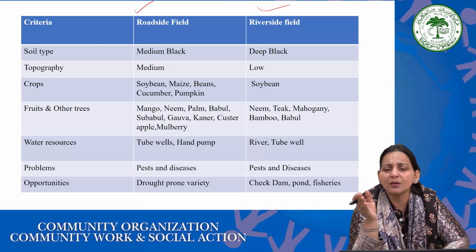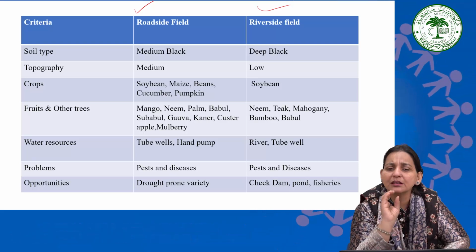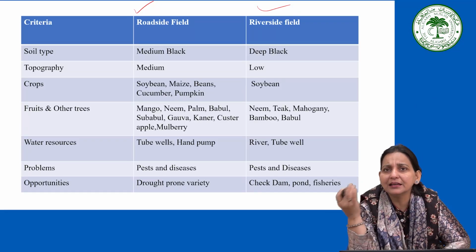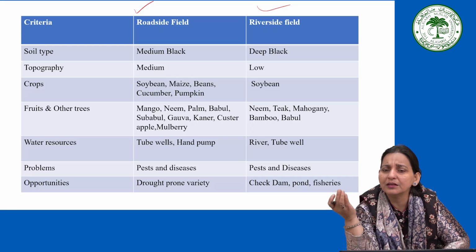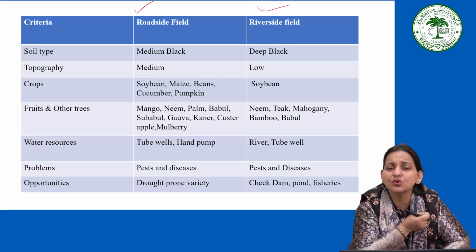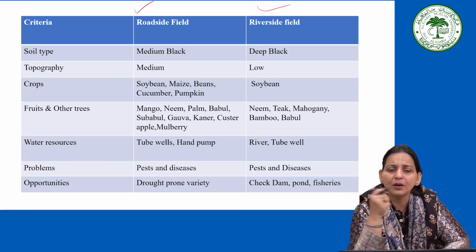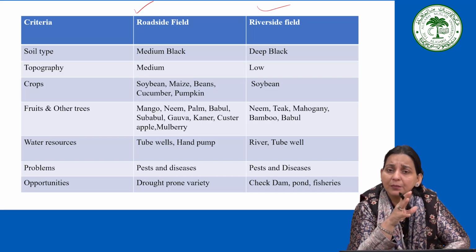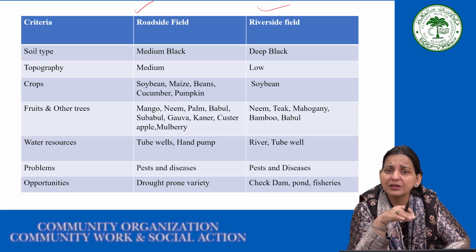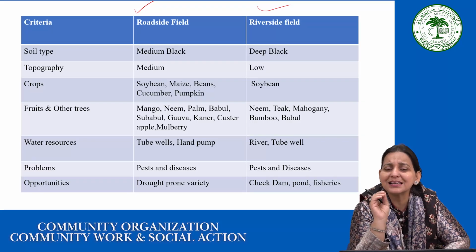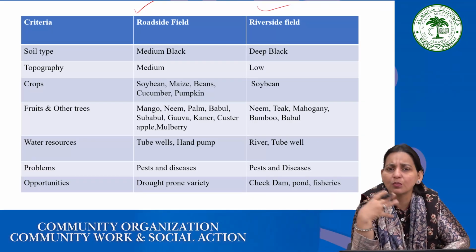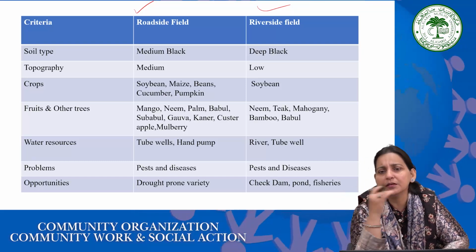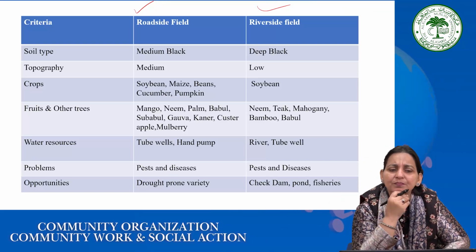Water resources: let's talk about the tube wells. People were using tube wells and hand pumps near the roadside field, and near the riverside fields they usually used river tube wells. The problem observed in the roadside fields within the agricultural area was that pests and diseases were very common, after the observation and the discussion with community members, and the same in the riverside field because it was the same village.